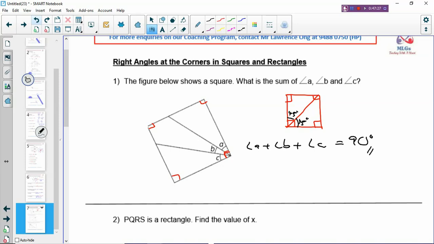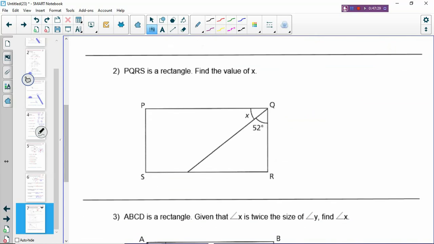Okay, all right, now let's look at the rectangle. A rectangle is the same as a square: you also have right angles at the corners. But it's different from a square, because if you cut the rectangle into half, do you cut the right angle into half as well? No, you do not. Only for squares do you cut the right angle into half.